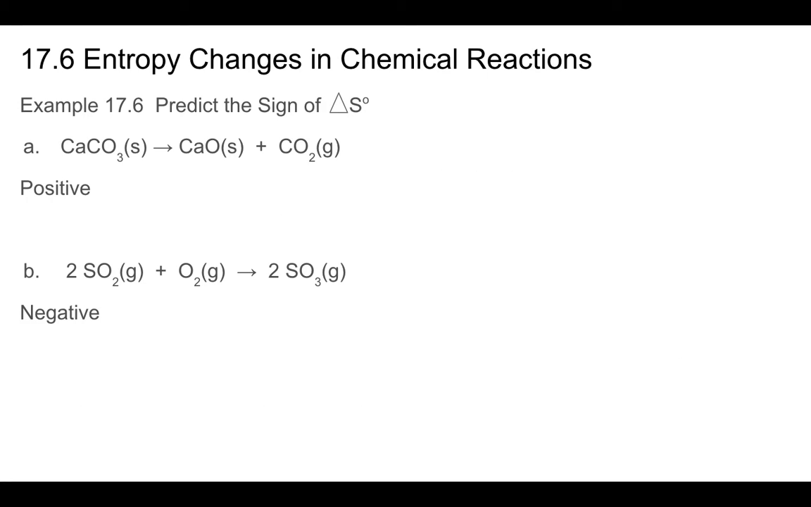So for example, taking a look at example 17.6 out of the book, calcium carbonate solid yields calcium oxide solid plus CO2 gas. We're going from a solid to another solid plus a gas. So we expect the gas with its very high entropy to result in this being a positive sign for the delta S. 2SO2 plus O2 yields 2SO3. The left side has 3 moles of gas, but the right side has 2, so we expect a negative sign for our delta S.